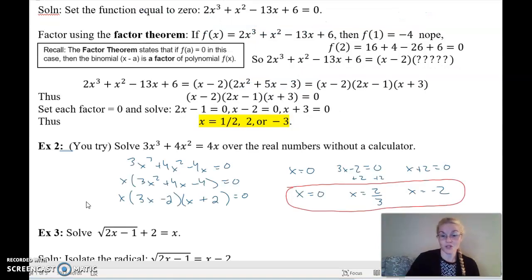All right, now that you've done this, go ahead and check your work. Again, get everything on one side, set the whole thing equal to 0, factor out the x that you have in common, factor the quadratic, set each factor equal to 0, and you should have 3 solutions.